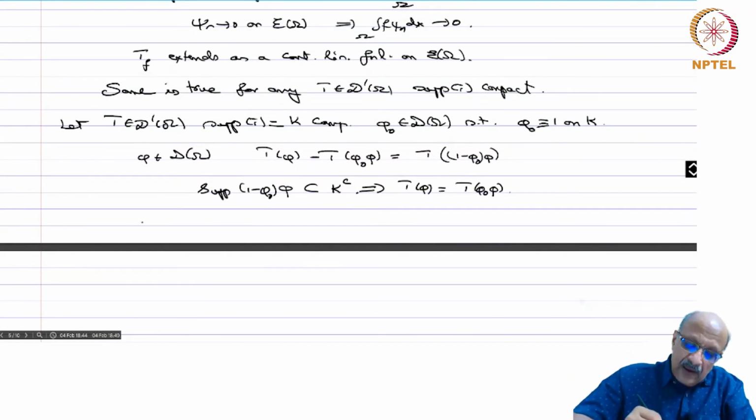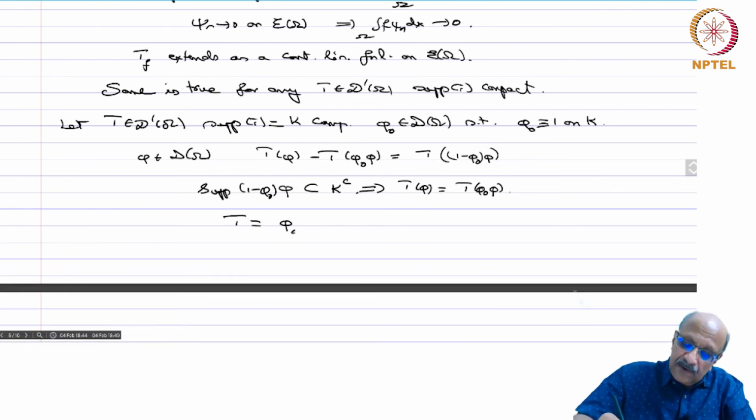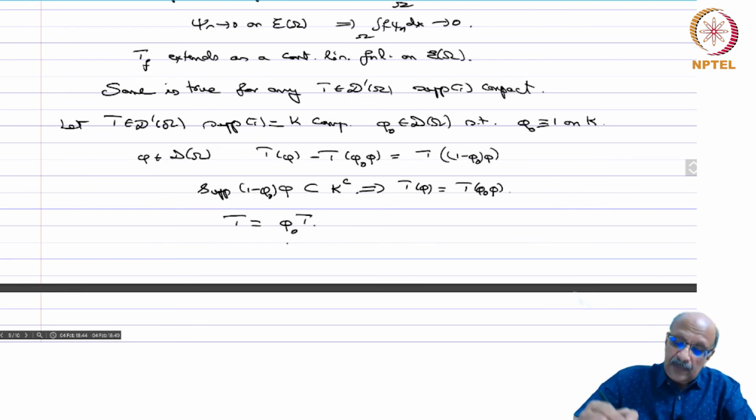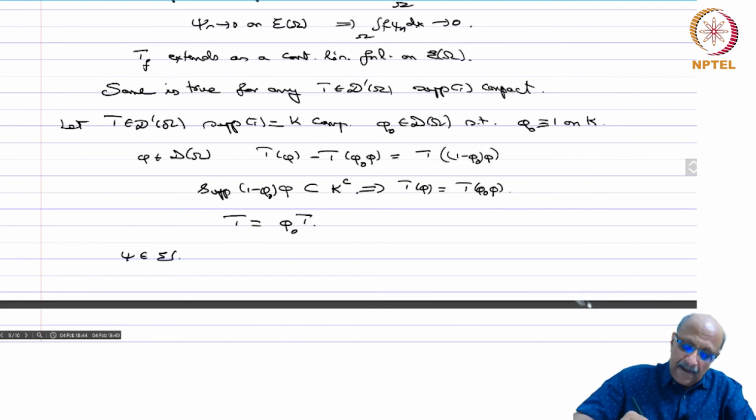So in fact, if the support of T is compact and you take any function in D of omega which is 1 on K, then T is equal to phi naught T, in the notation which we introduced for multiplication by a C infinity function. Now you take any psi in E of omega and define T of psi equals T of phi naught psi.